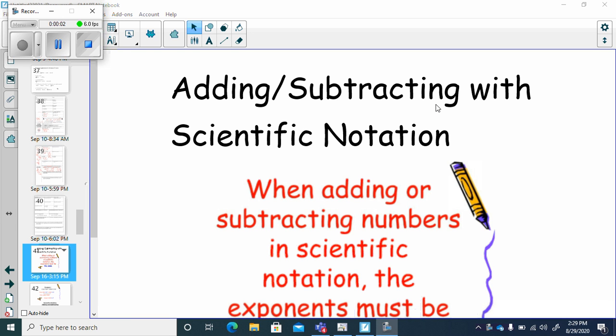This is Module 1, Lesson 10, where we're going to talk about adding and subtracting with scientific notation. There's a few things that you need to know first. I just want you to understand that you're going to be asked to do this without a calculator. That makes this difficult. The state requires that we do this part without a calculator.